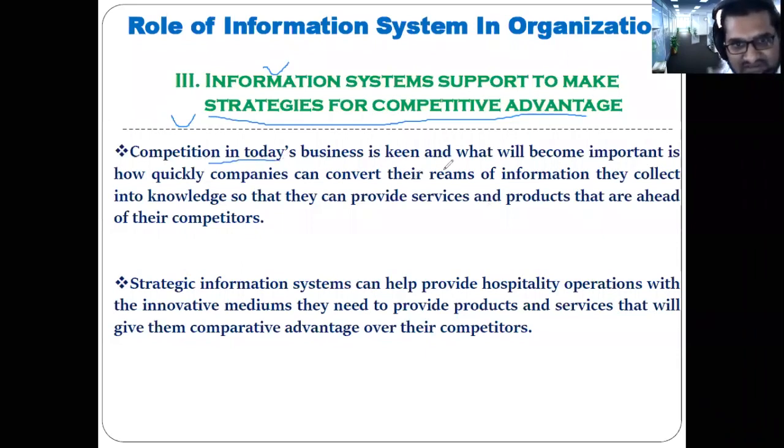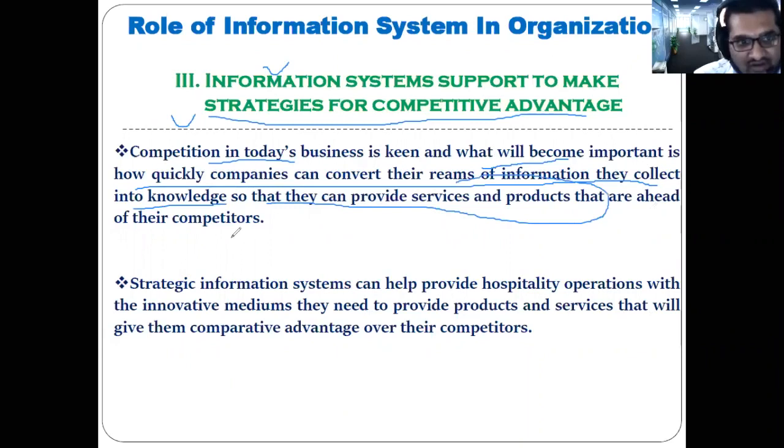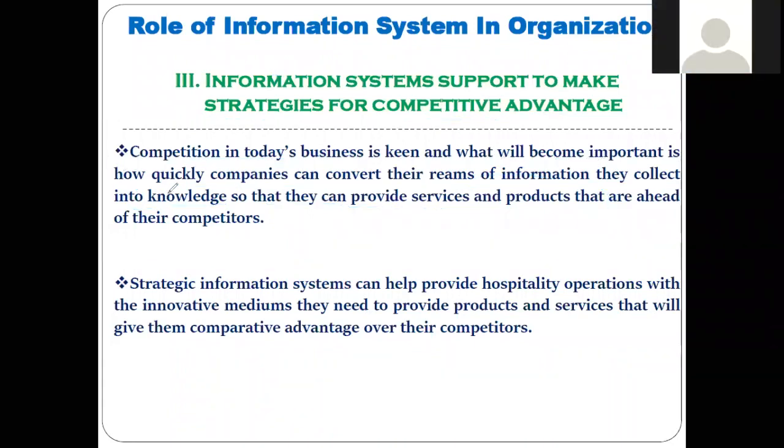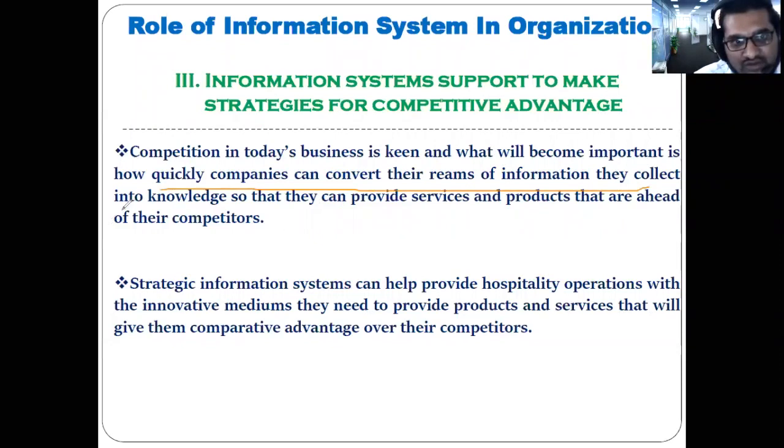Competition in today's business is very keen, and what becomes important in today's competition is how quickly a company can convert the reams of information they collect into knowledge, so that they can provide services and products ahead of their competitors. Now you tell me, what do you mean by how quickly companies can convert their reams of information they collect into knowledge? Can anybody tell me the meaning of this?